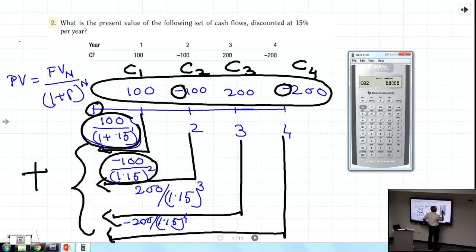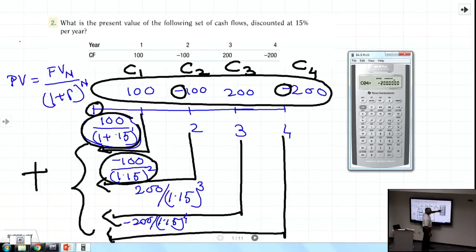C01 is 100, C02 is negative 100, enter. I have to click the enter key that accepts a value. Then I go to C03, which is 200, enter, down arrow. F03 remains as 1. C04 is negative 200, enter. So now I've entered my cash flows.